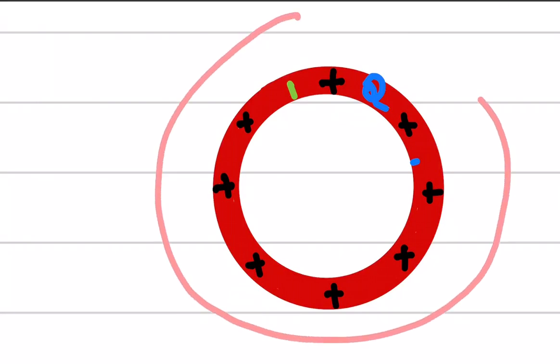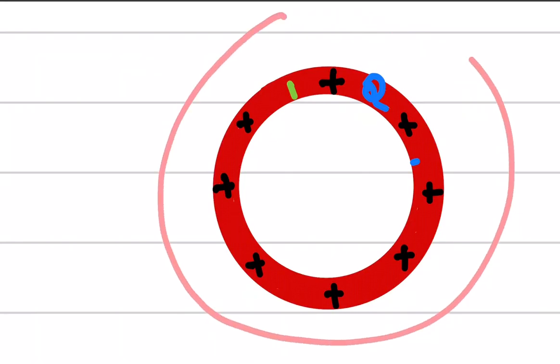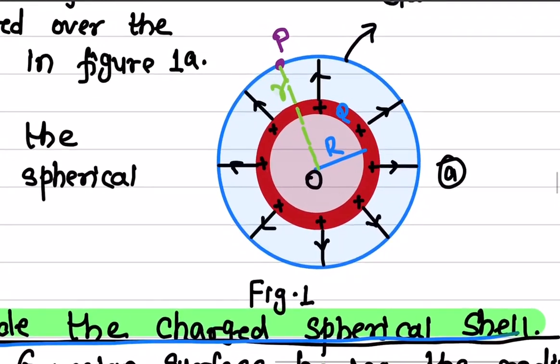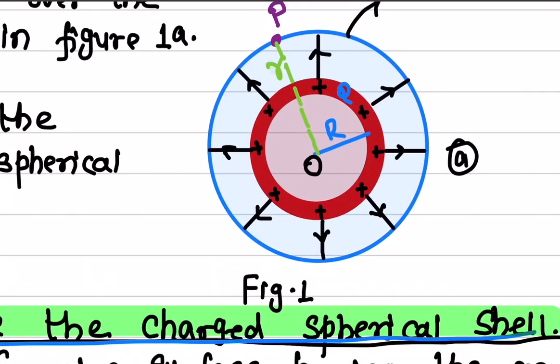Now what we're going to do, we're going to draw an imaginary Gaussian surface. As we are interested in finding out the electric field at this point, we'll draw an imaginary Gaussian surface. Let me do it this way. Okay. And then the center of both is exactly the same. I have drawn it here, so let's focus on this one.